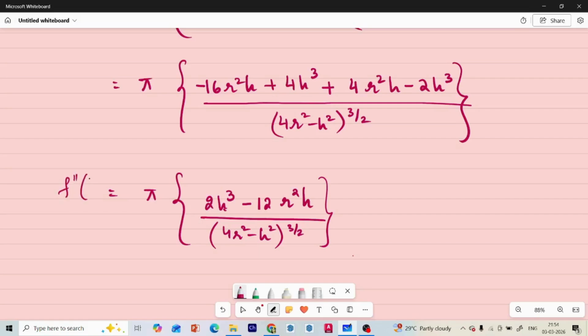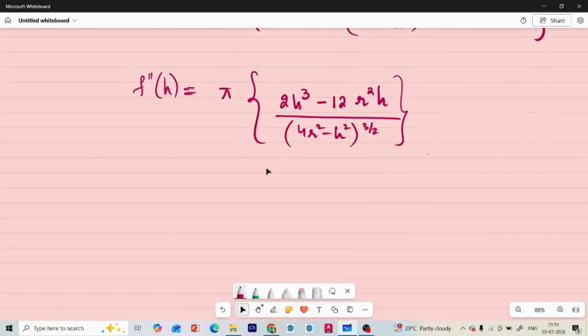Now that you have a more simplified version of f double dash h, let us substitute h is equal to root 2r. We need to find what the situation of f double dash h is at h is equal to root 2r. That's what I have to find.